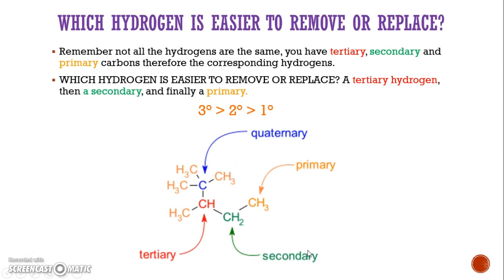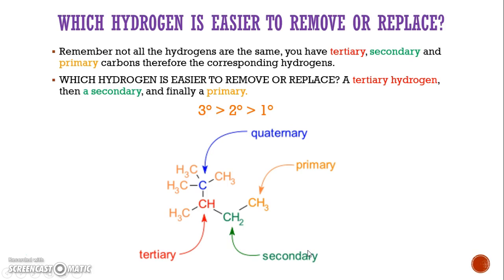Which hydrogen is easier to remove or replace? That's a very good question. Remember, not all the hydrogens are the same, as we saw just yet. You have tertiary, secondary, and primary carbons, therefore the corresponding hydrogens. It's easier to remove a tertiary hydrogen, then a secondary hydrogen, and finally a primary hydrogen.